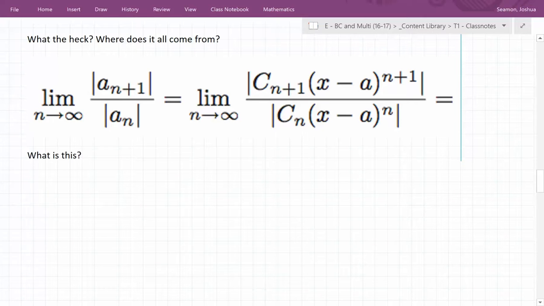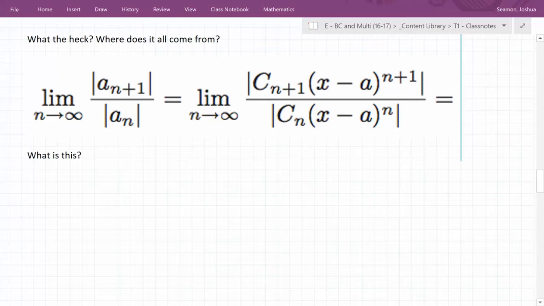So what are you doing here? You're taking the limit as n goes to infinity of the next term over the current term. And remember how those constants were up front? This is just the power series definition that we're looking at. That's all it is.